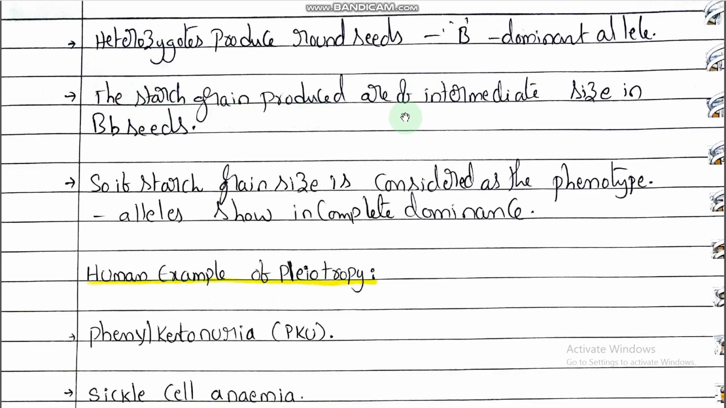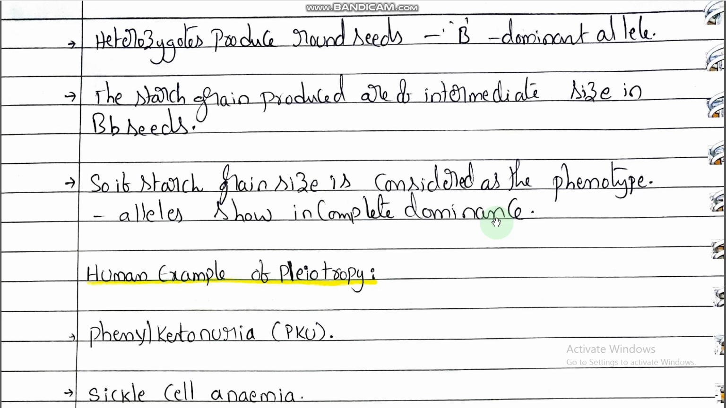The starch grains produced are of intermediate size in capital B small b seeds. In the heterozygous condition, what type of seed size, big or small? Here it is intermediate, neither big nor small, so these alleles exhibit incomplete dominance. Mixing, or blending, of the characters takes place. If starch grain size is considered as the phenotype, the allele shows incomplete dominance, because the seeds are not similar to the parents, right?